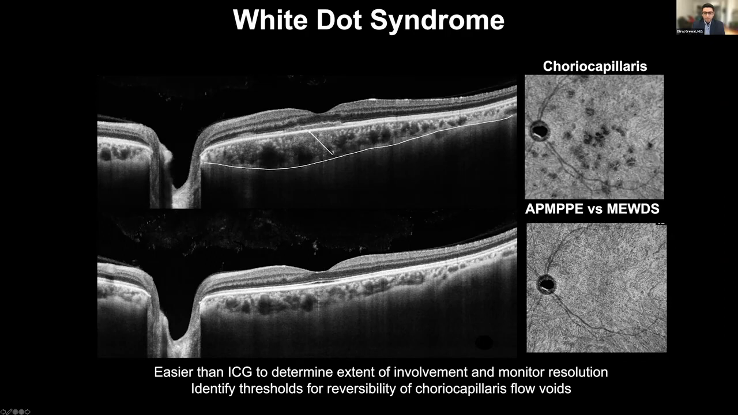It is also easier to use OCT-A compared to ICG to determine the extent of involvement and also to monitor resolution, because you can easily obtain follow-up tracked OCT-As on every single visit, and it may be less feasible to perform an ICG in a similar manner. It is also helpful to use this to identify thresholds for reversibility of these choriocapillaris flow voids.